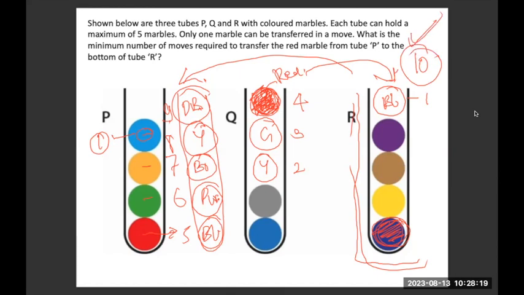Is that clear? Any doubts, any questions in this? You cannot transfer more than one marble in one move. You have to transfer one marble at a time. That's why transfer of each marble will be considered as one move. Is that clear? Any doubts, any questions? Okay, we'll move to the next one.